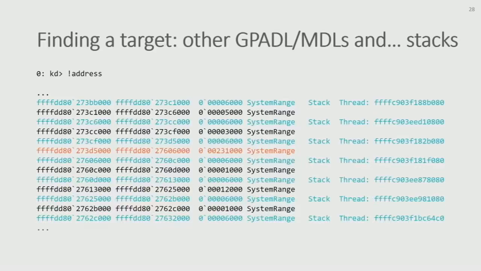So, pulling up KD and doing !address, what you're going to see is that there's a bunch of other GPADLs and other MDLs allocated into that memory region. But the other thing that is allocated in that memory region, which is really nice, is kernel thread stacks. And that is a very juicy attack target, because really all you have to do is overwrite one return address on there, you get ROP, and you're done. So it's kind of a blessing.